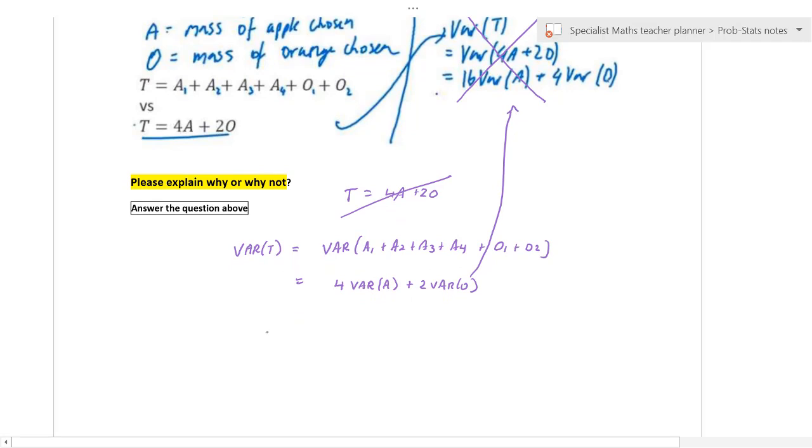So I'd be putting this sort of thing in your bound reference. The variance of T is equal to 4 times the variance of A, which is 4 times 64, plus 2 times 36, which is equal to 256 plus 72, which is 328.